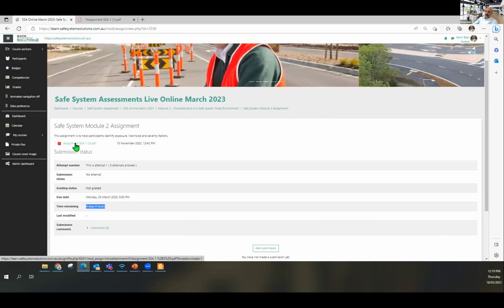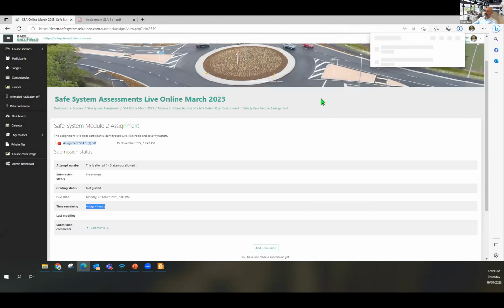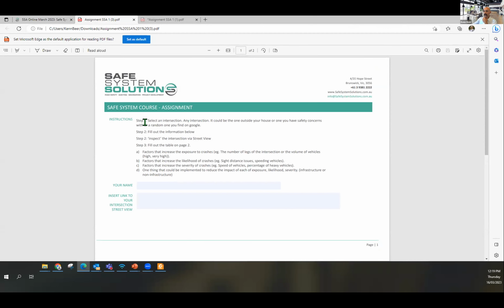It's a PDF. So you click on your PDF and there it is. We open that up, and what we've got is an assignment, and you've got step 1, step 2, looks like a second step 2 somehow, and a step 3. That should be step 3 and 4, it doesn't matter. So we can follow the instructions. You select an intersection. It can be any intersection. It could be one that's outside your house or down the street, one you know of, you remember, you've got a concern with, or whatever it is. You fill out the info below.